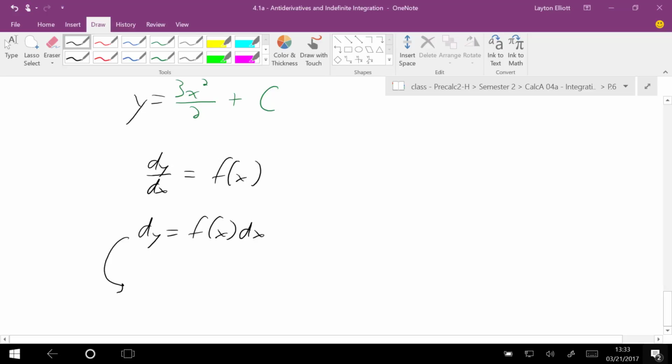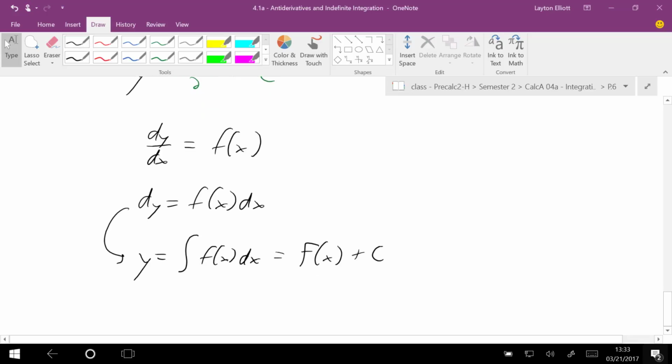And this equation leads to another result. I'm going to take an integral of both sides, what's called an integral, and that means that y is equal to the integral of f of x with respect to x, or dx, and that's equal to capital F of x plus c. So let's label these parts here, because this is going to be very new for several of you. This will become exceedingly familiar, but this symbol here is called an integral symbol, the opposite of derivative.